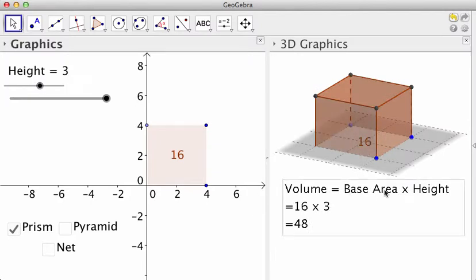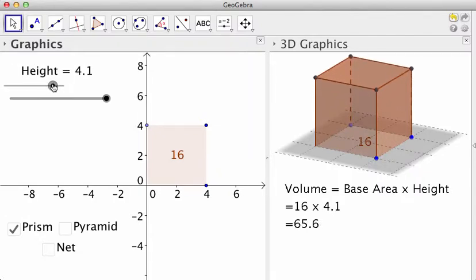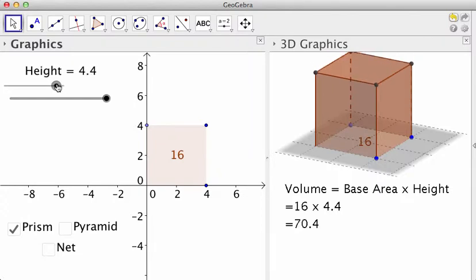It's got a volume equal to the base area, which is 4 times 4 or 16, multiplied by the height, which is 3, which gives us 48. So notice as the height changes, the base area stays the same, the volume changes to 64 when we get to 4. When we get to a height of 5, the volume's now at 80.